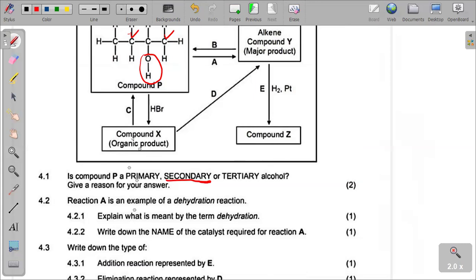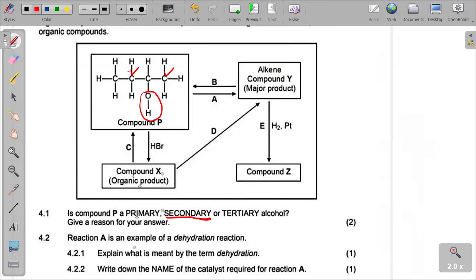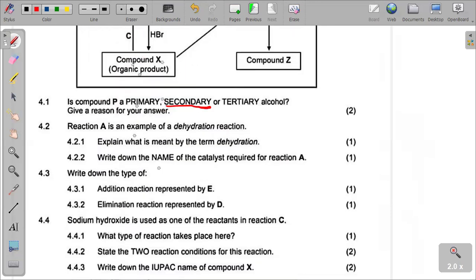So, in simpler terms, dehydration is simply a reaction in which water is removed from a compound, right? It is a reaction in which water is eliminated or removed. Write down the name of the catalyst required for reaction A. Apparently, there's a need for a catalyst there. So the instruction again, we should be very cautious. They say the name, not formula. So we want the name.